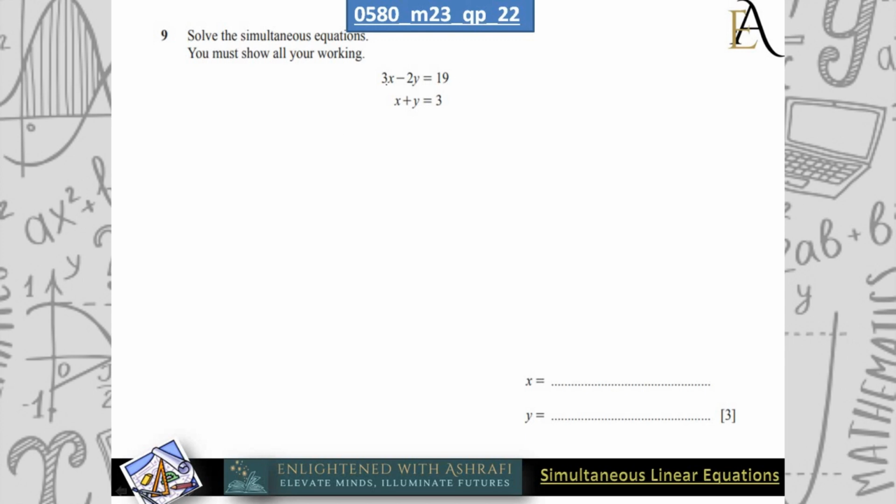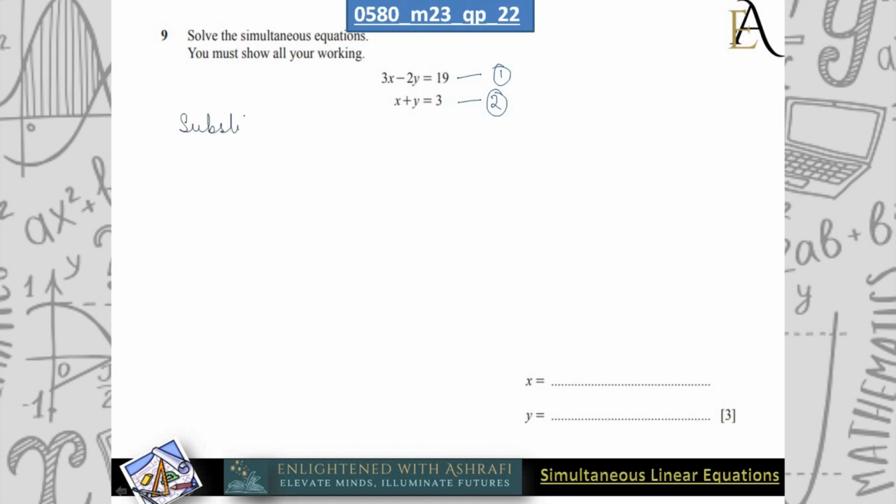So 3x minus 2y is equal to 19. x plus y is equal to 3. Here they have not mentioned whether you have to use substitution or elimination. Do whatever you are comfortable with. So we can see over here, rather than multiplying this by 3 and doing all that stuff, rather than doing elimination, we can go in for the substitution method over here.